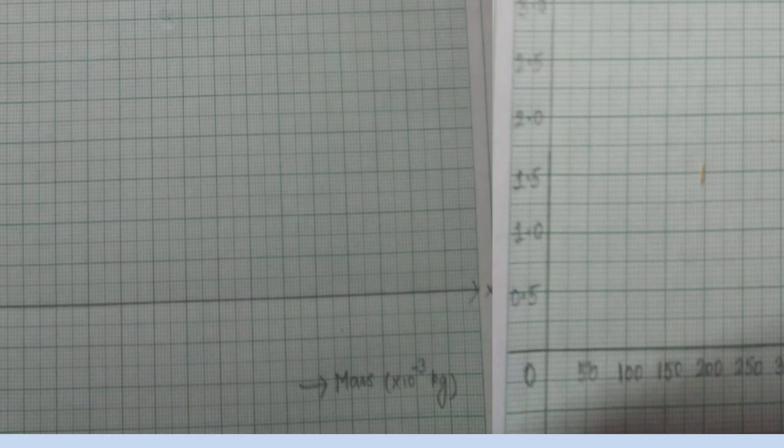On the x-axis, take mass, which is in 10 power minus 3 kilogram, and on the y-axis, take the shift along the y-axis, which is in centimeters, that is 10 power minus 2 meters. Whenever we draw a graph, it is mandatory to write their units with the powers.